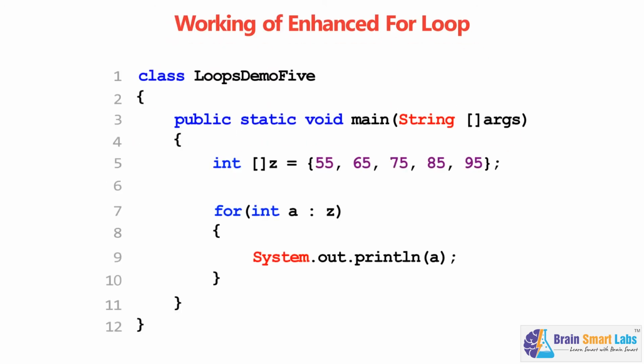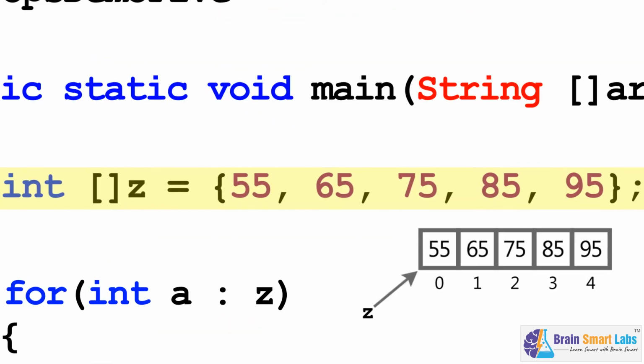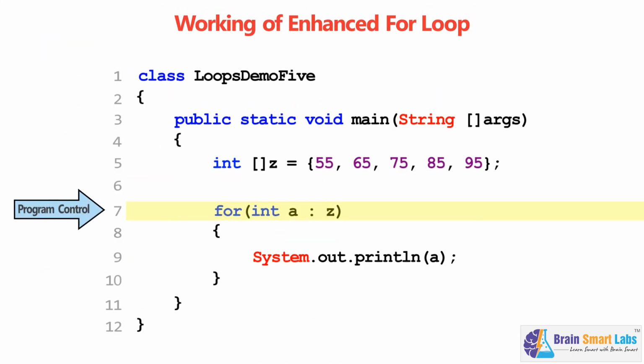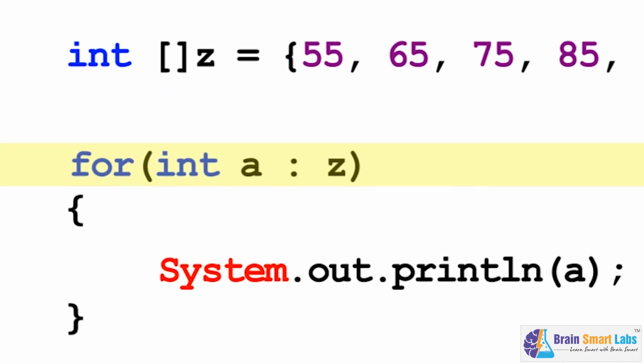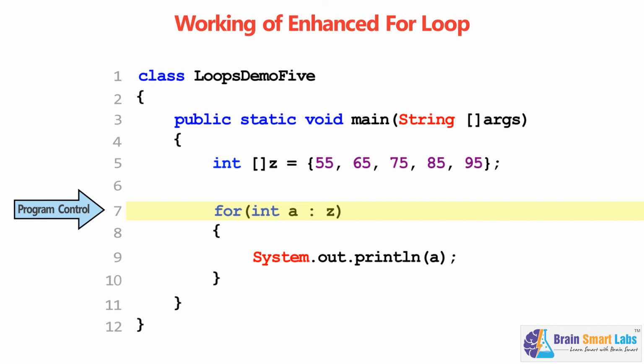In this program, as you can see, an array integer z is declared and initialized in line number 5. Once the program control reaches line number 5, an array object is created in our memory with values 55, 65, 75, 85 and 95. In line number 7, we have declared our enhanced for loop which says for int a colon z. This means int a is a local variable created inside our for loop just to hold the value of an array for the current index.